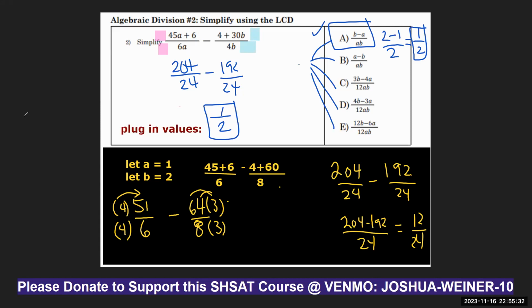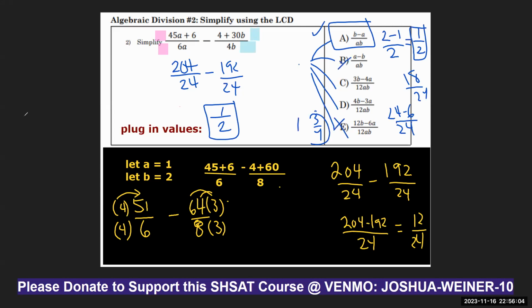So you give it a value, but then you also have to do all 5 of these plugins to find out which one will also be equivalent to a half. Notice if we try, I'm not going to try B, but let's try E, then we'll get 24, because B is 2, right? 24 minus 6 over 12 times 2 is 24. So then we'll get 18 over 24. That's 3/4. So that's incorrect. Okay, so E is wrong.